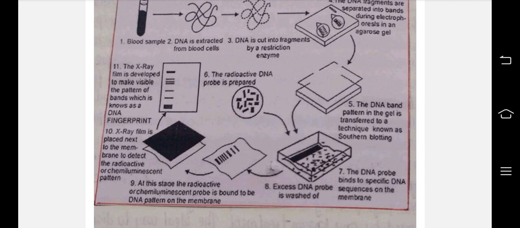At this stage, the radioactive or chemiluminescent probe is bound to the DNA pattern on the membrane. X-ray film is placed next to the membrane to detect the radioactive or chemiluminescent pattern. The X-ray film is developed to make visible the pattern of bands, which is known as the DNA fingerprint.